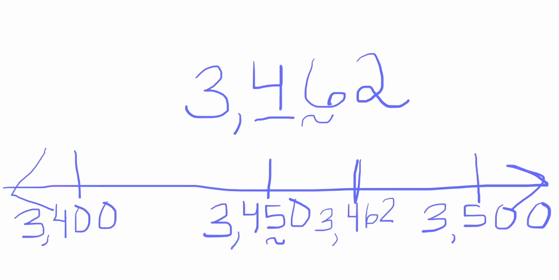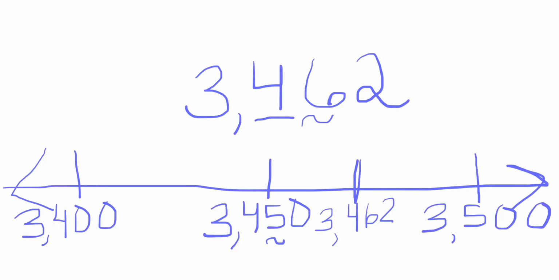3,450, 3,462. Therefore, because of the location on the number line, I can now visually see which 4-digit number it rounds to.